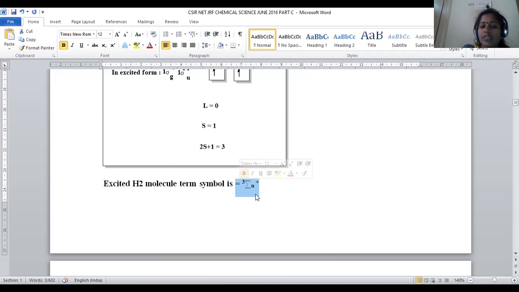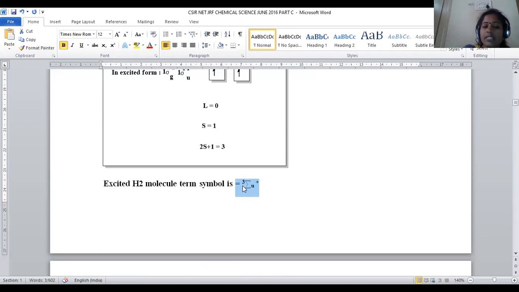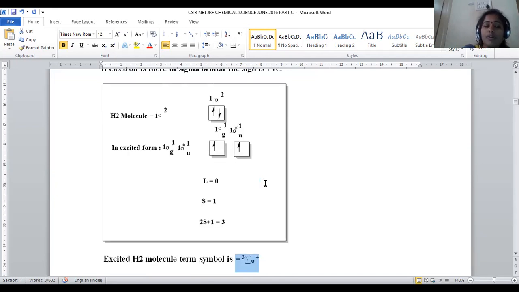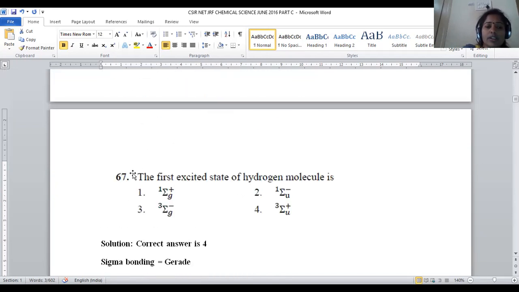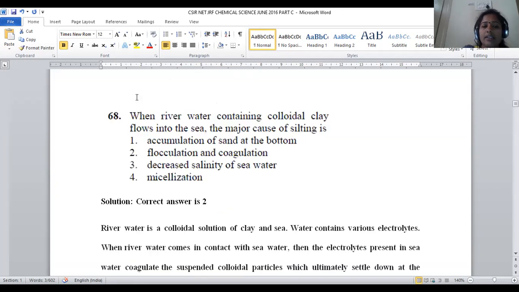positive, right? So 3 is the spin multiplicity, U is the ungerade, and sigma is L equal to 0, and it denotes an s orbital. The electron is there in the sigma antibonding orbital. That's the reason why it will be 3 sigma U positive, right? So here for question number 67, option number 4 will be the correct answer.